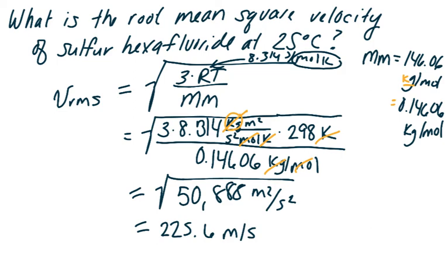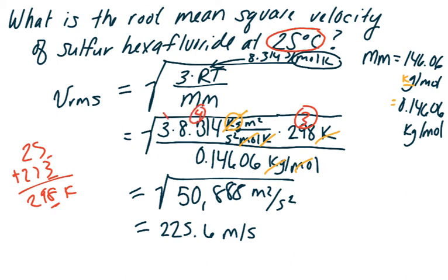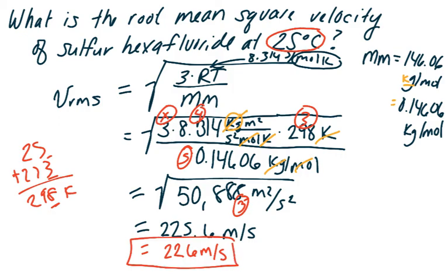So then the last question is significant figures. We'll go back here to our measured value. 25 plus 273 has to end in the ones place, which leaves us 3 from the temperature. We have 4 from here. This 3 is an integral part of the equation, so it's actually an exact number. And the 5 from our molar mass means that our answer needs to be rounded to 3 significant figures, which means the root mean square velocity of sulfur hexafluoride at 25 degrees Celsius is 226 meters per second.